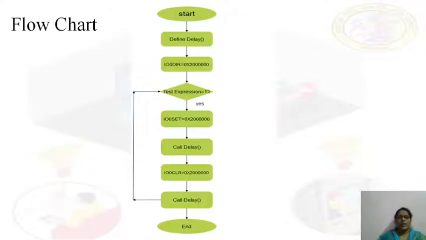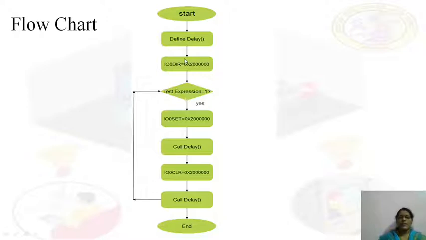So the same algorithm will convert it into a flowchart. As you know, a flowchart is a pictorial representation of a program or the process. So we have shown it in a diagram. Start the function, then define the delay function here.